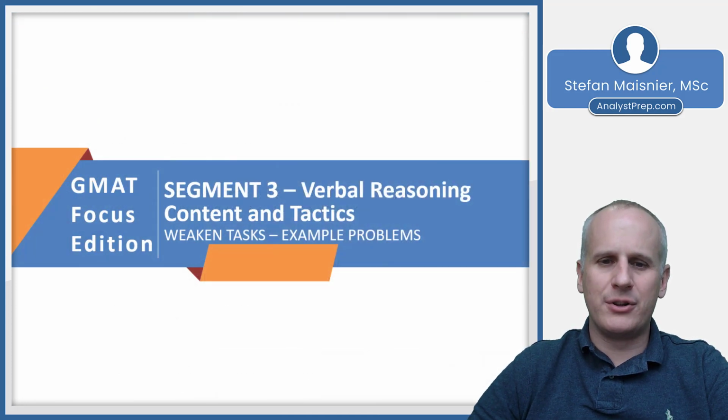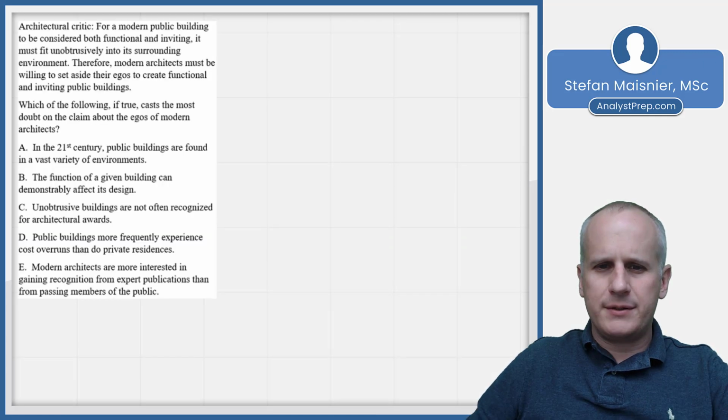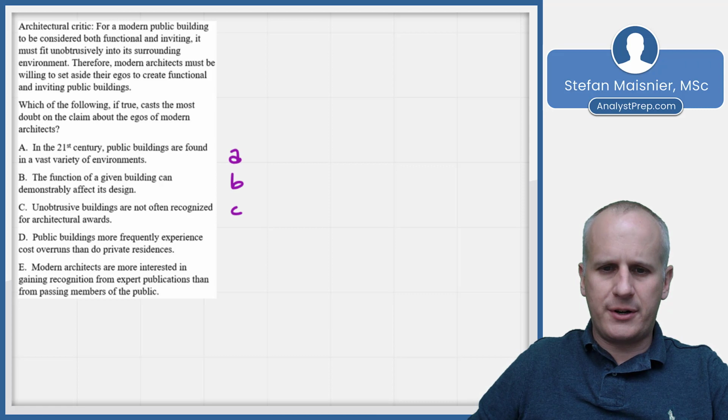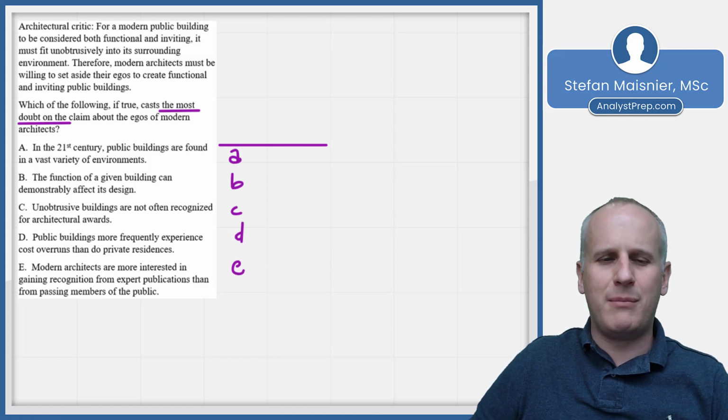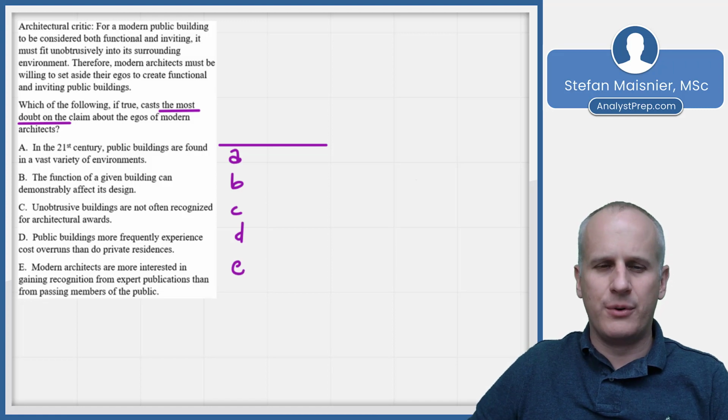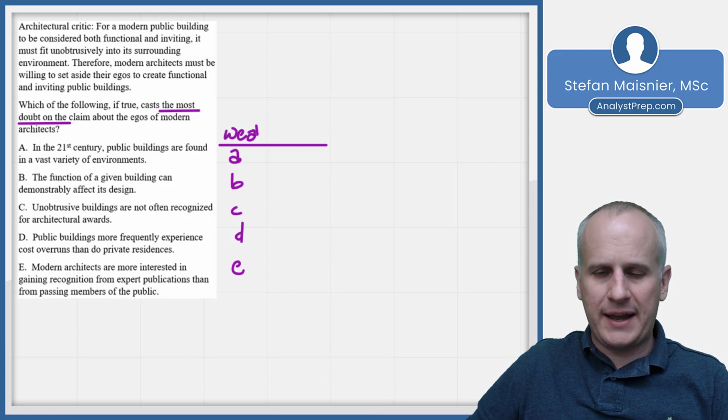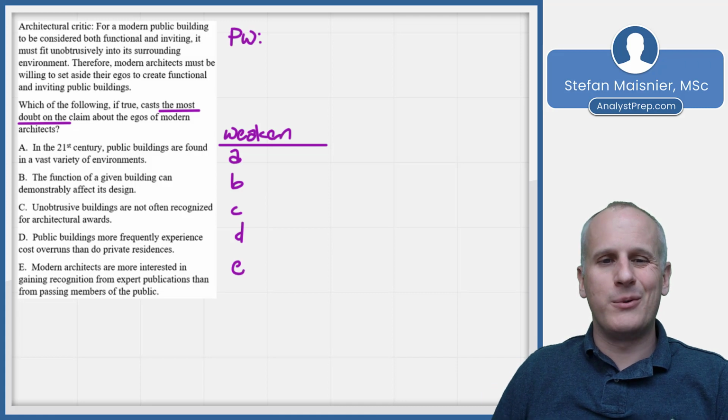So let's head on over to the whiteboard and see how we will execute our scratch pad when we encounter weaken tasks in the verbal reasoning, critical reasoning style questions. As always, we'll start by setting up our scratch work. We've got A through E here, put a little line over top, and we see cast the most doubt on the claim about the egos of modern architects in our question step. So most doubt indicates that we are being asked to weaken that claim about the egos of modern architects. So we're going to just put PW for predicted weaken, and we read from the beginning.